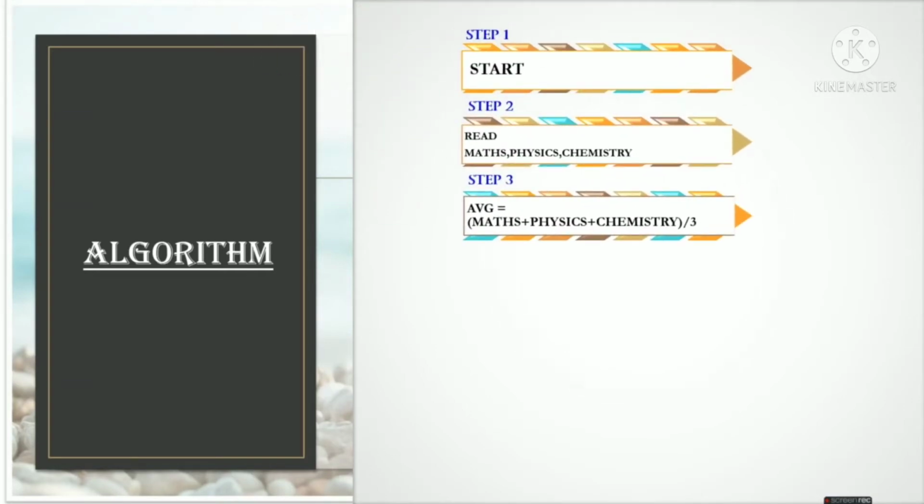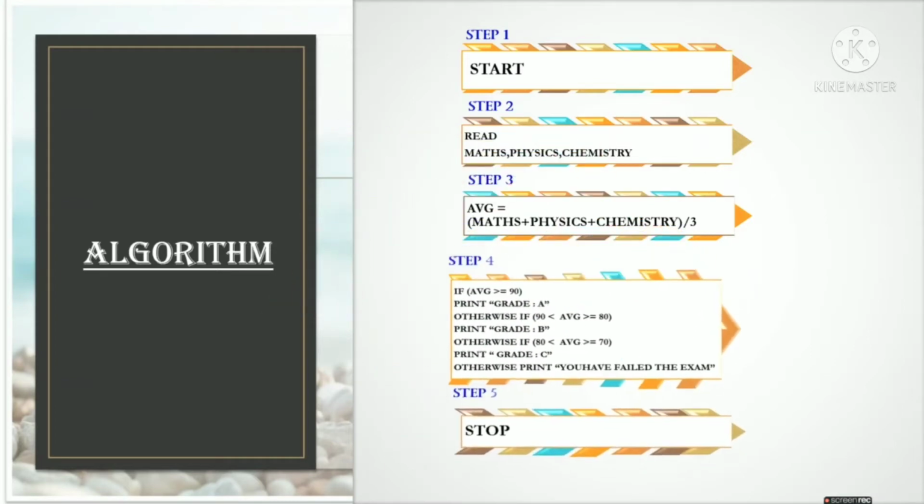An algorithm is nothing but a set of instructions for solving a problem or accomplishing a task. So, it is a set of instructions that we are going to give to the computer to execute a program. That is, step one of my program is I'm going to start, and step two is I'm going to give the input of the marks, that is for subject maths, physics, and chemistry. And step three is a formula to calculate average equal to maths plus physics plus chemistry divided by 3.